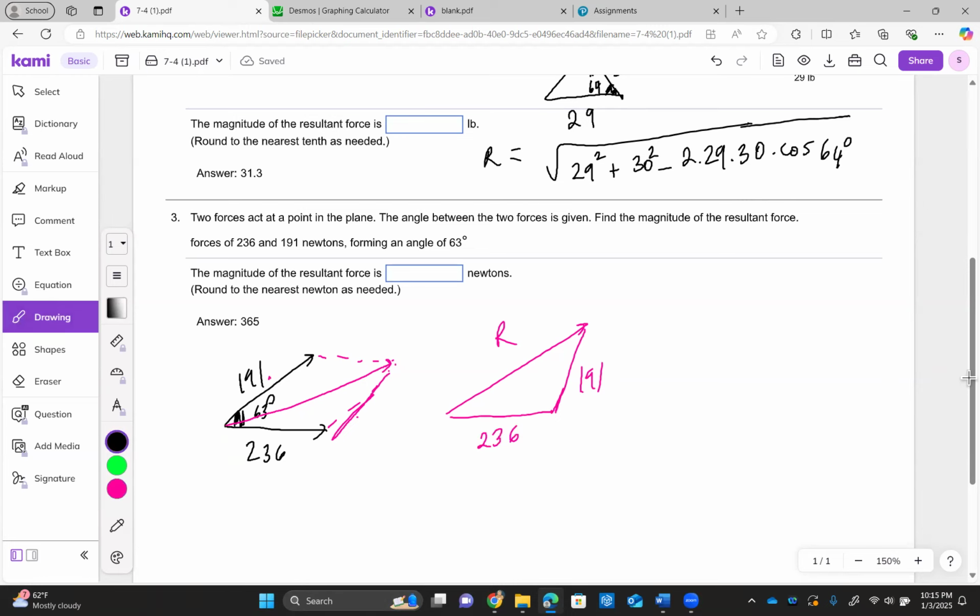The only difference is they gave us the angle between the two forces, but for the resultant force, we actually need to calculate this angle. But using the properties of a parallelogram, these two angles will always add up to 180 degrees. So 180 minus 63 will be 117 degrees is what we need. Just like the other two problems, R is equal to, due to the law of cosines, 236 squared plus 191 squared minus 2 times 236 times 191 times cosine of 117 degrees, which will give us the resultant vector.